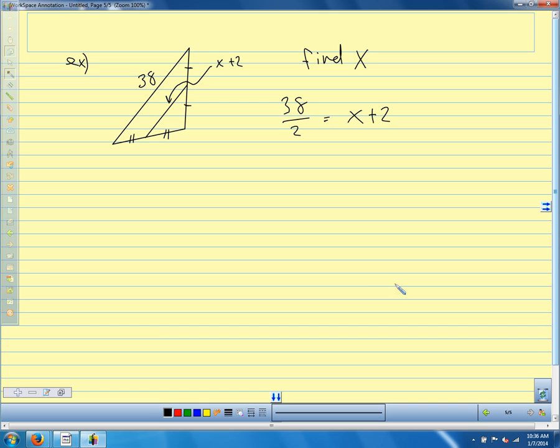So 38 divided by 2 is what? 19. Subtract 2 from both sides. X equals 17. Is there another way we could have set this up?